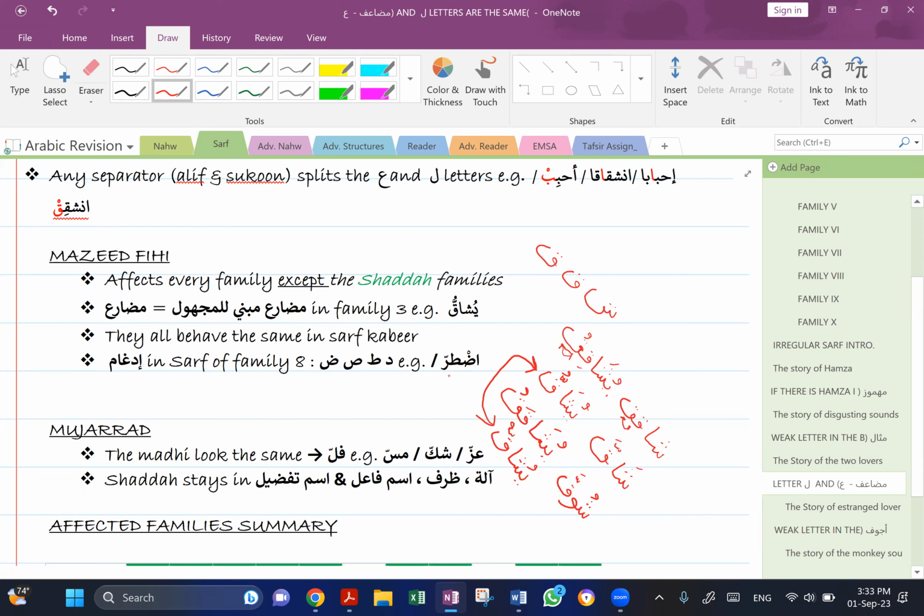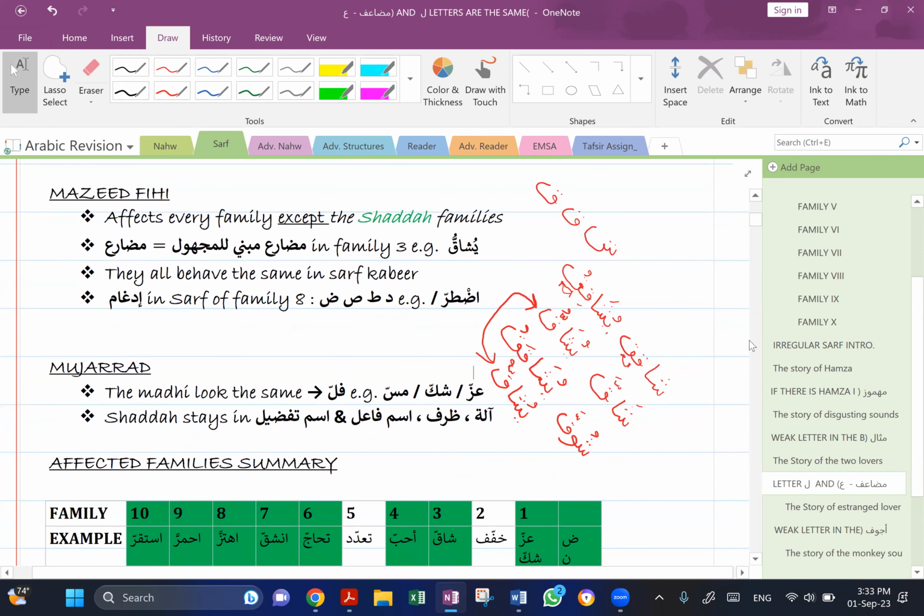Whether it's the mudari' ma'lum or the mudari' majhul, whether it's the active line or the passive line, that's specific to this family tree. Something to always remember. But other than that, they pretty much behave the same. The big families pretty much behave the same. And when we get to Sarf Kabir, you'll see we're repeating the same patterns in the same way.